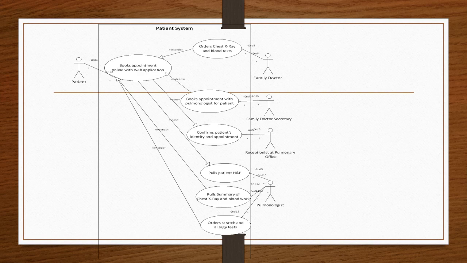The pulmonologist is the fifth actor. He then pulls up the patient's H&P, chest X-ray, and blood work summary, which is all done on a computer system, and it extends back to the patient. He then orders a scratch test and allergy test that then extends back to the patient.